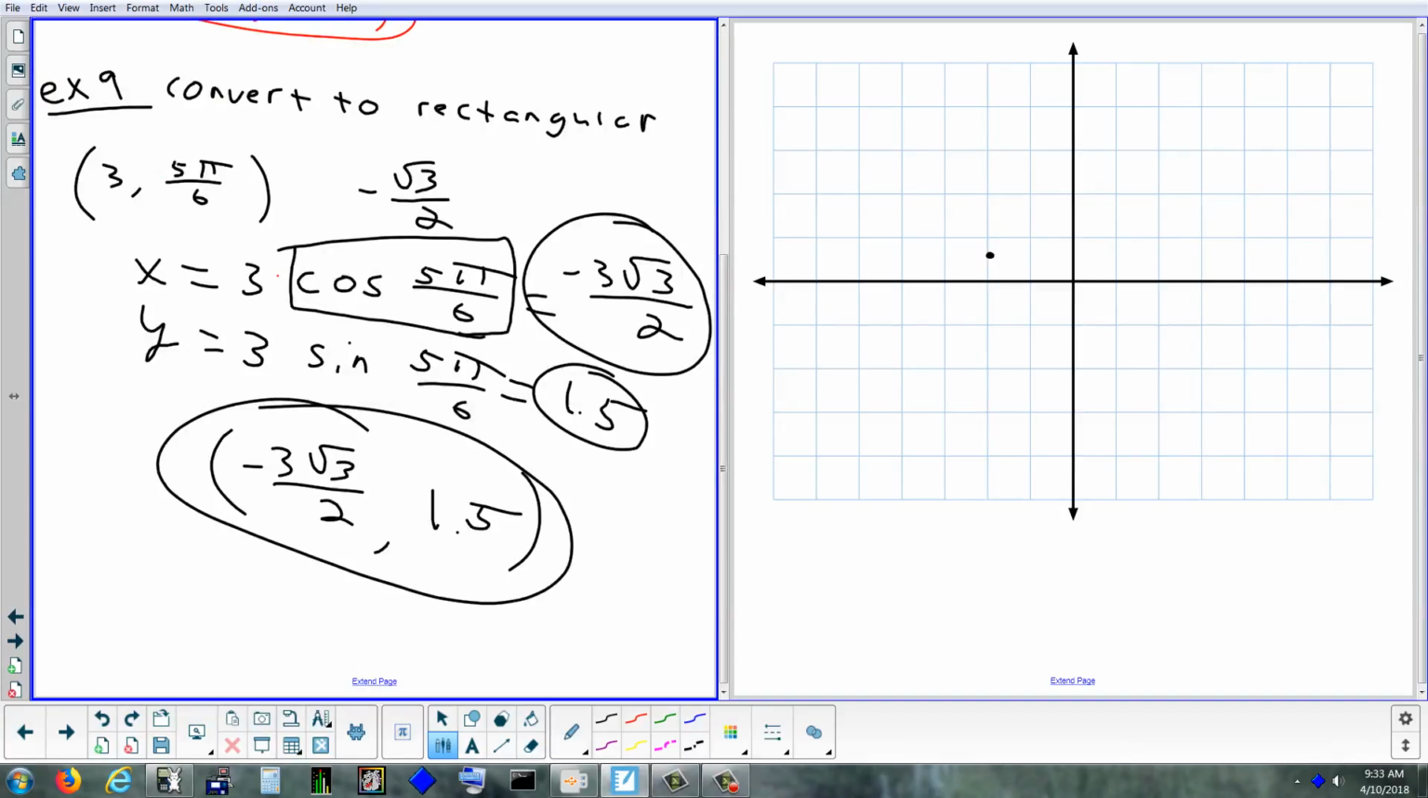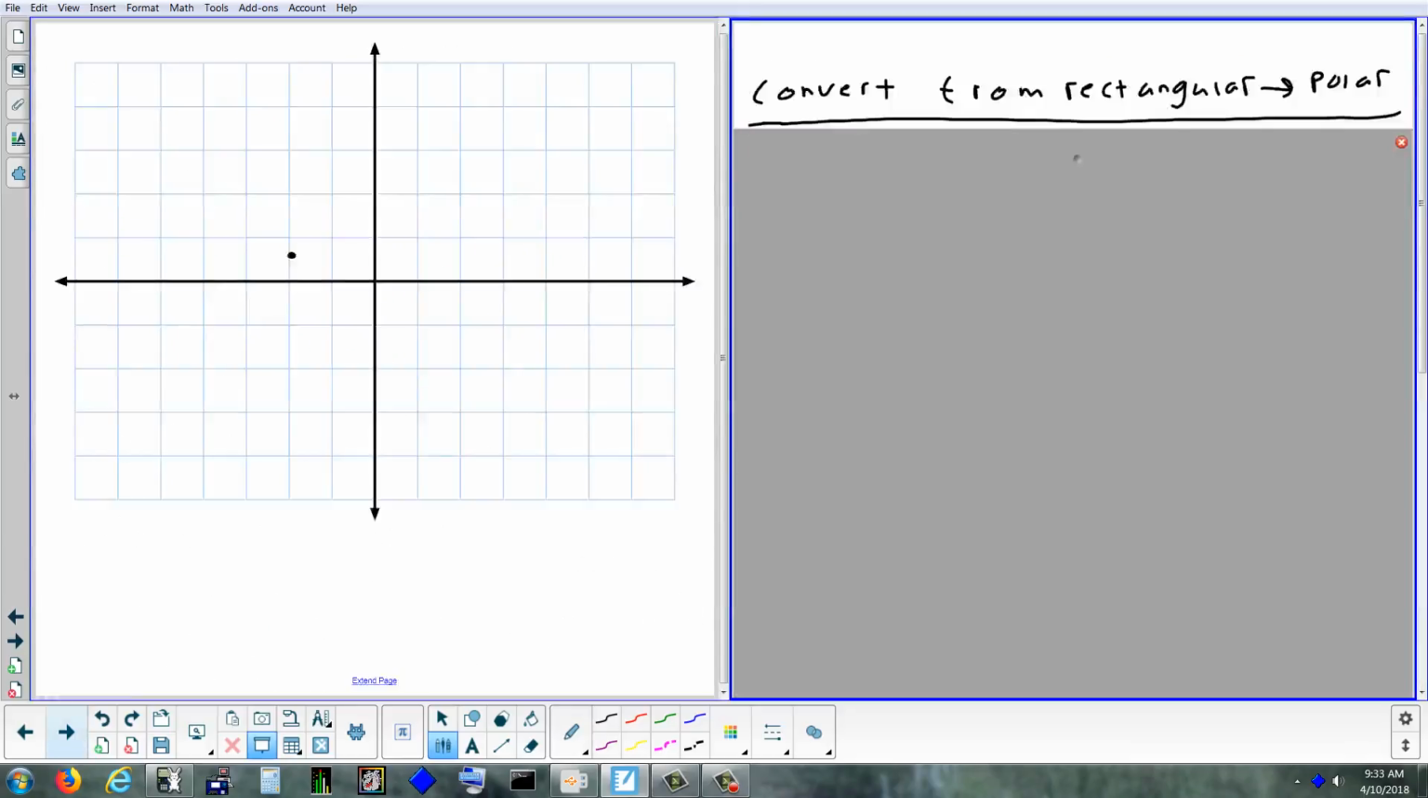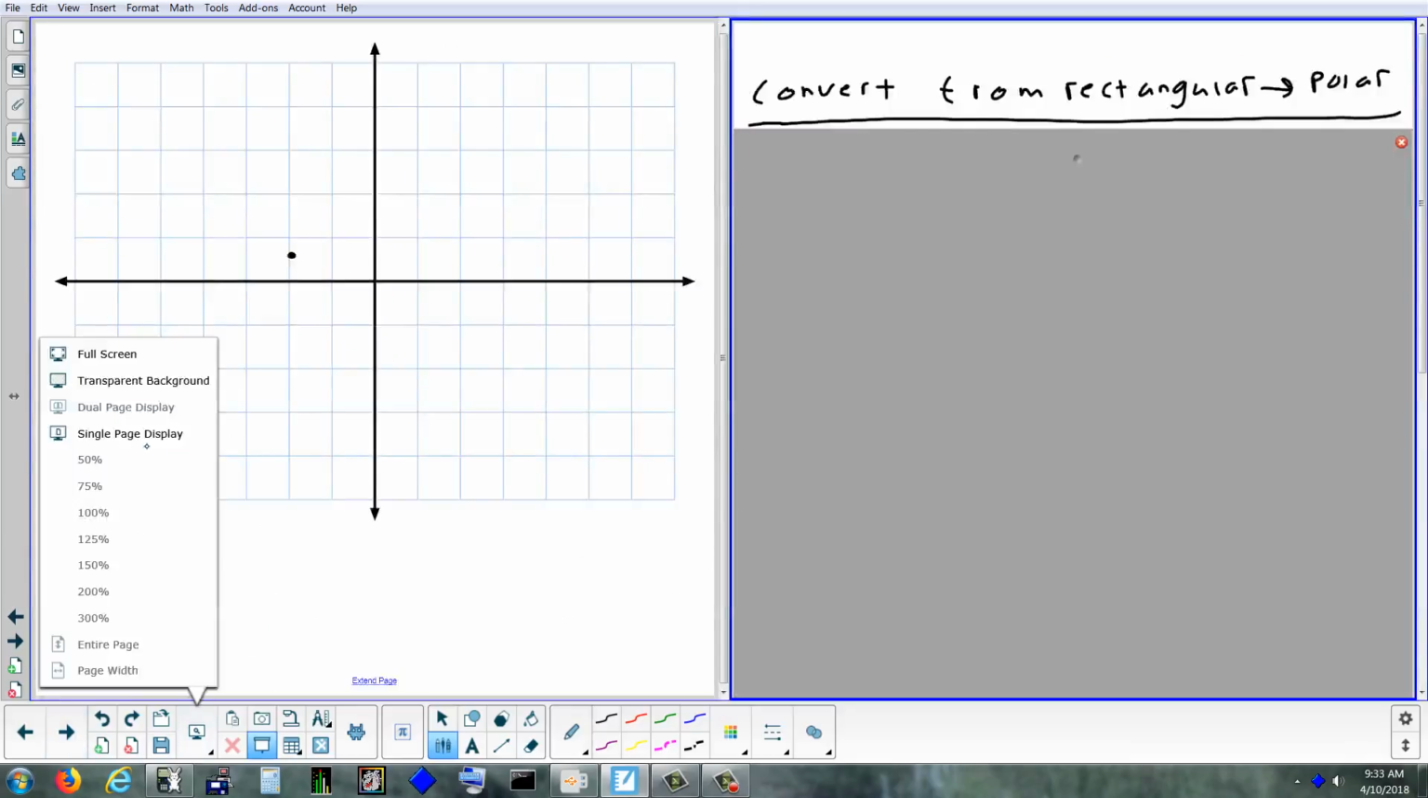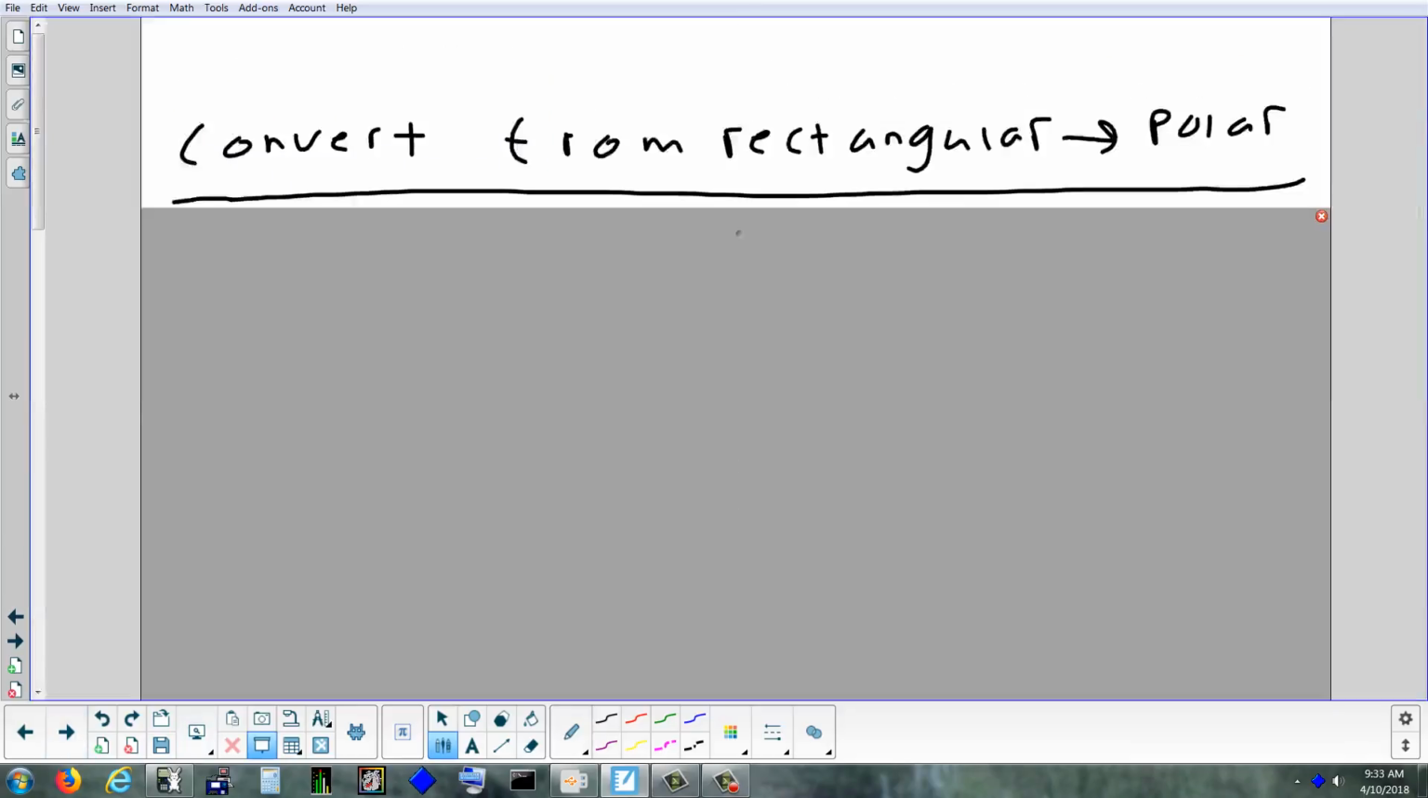Okay. Any question on that? So that was converting something in polar to rectangular. And the last thing is converting back the other way. So now we're in rectangular. And we want to get it in polar. So I have to change an x and a y into, what do we need to have in polar? R and theta. We need an r and a theta.